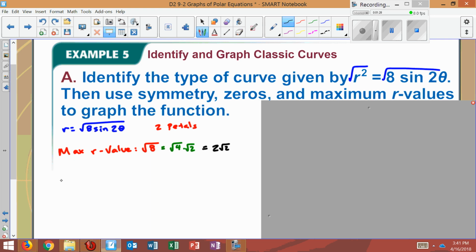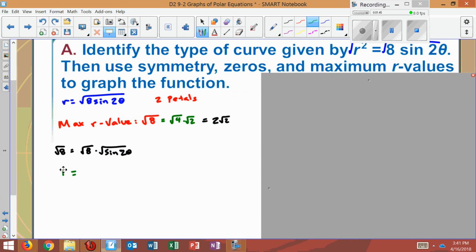Now if I want to know where that occurs, I'd put the square root of 8 here. If I did so, I would have the square root of 8 equals square root of 8 times square root of sine 2 theta. And now I would divide by the square root of 8. For the sake of time, dividing by the square root of 8 is just going to leave me with 1 equals square root of sine 2 theta.